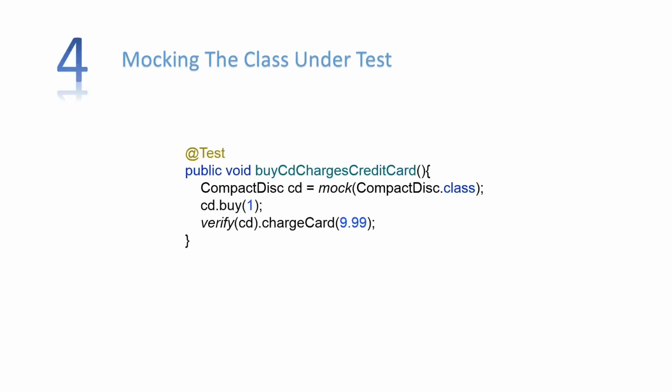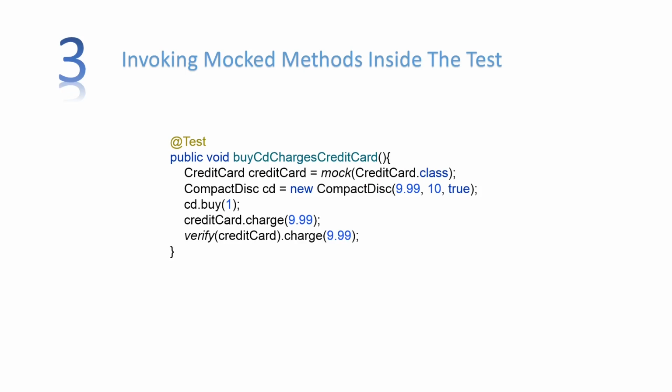At number 4, mocking the class under test. I see this on a regular basis where people create a mock of the thing that they're actually supposed to be testing. And then you kind of wonder, well, what is it you're actually testing? Are you testing the mocking framework? Because there's no implementation there. It's all pretend. At number 3, invoking mocked methods inside the test.